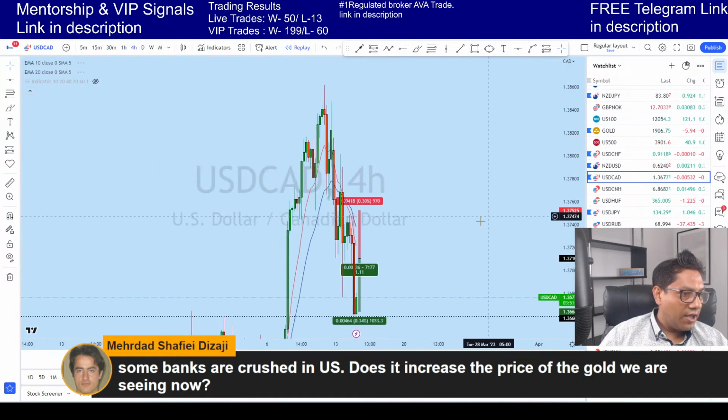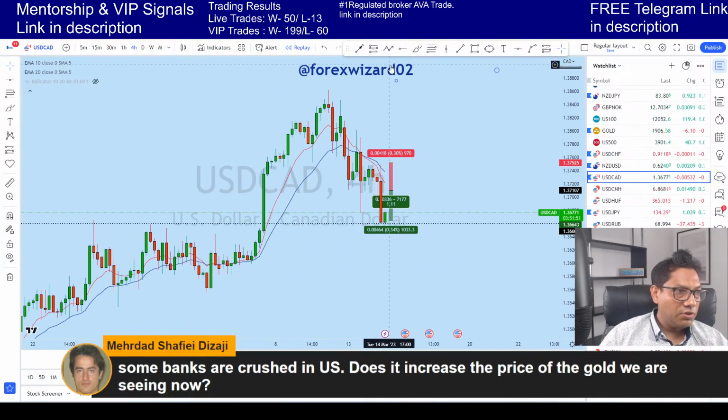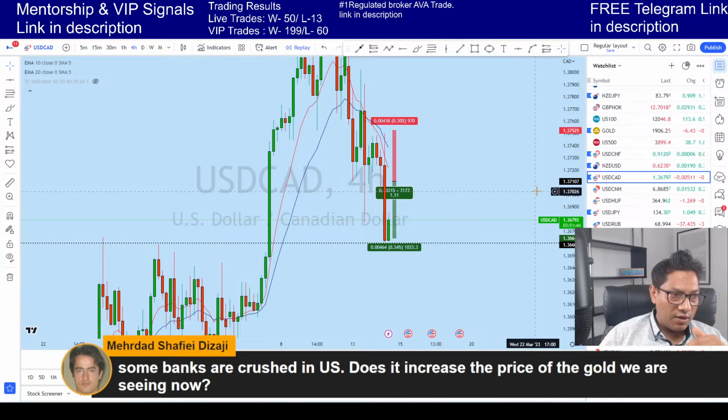See the dollar CAD, also the same, bearish. So that's why, anything happens, gold normally starts to push up because it's considered a safe haven, like the JPY, Swiss franc, some of the currencies. And because of that, gold is pumping up, and in fact it affects every other currency pair.